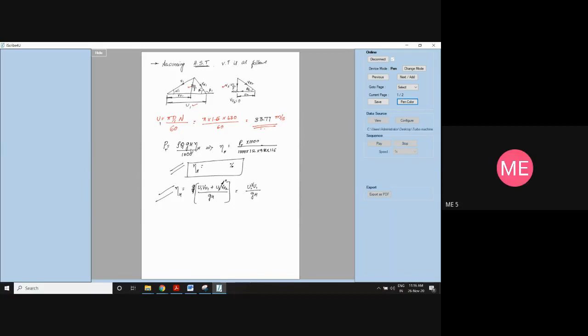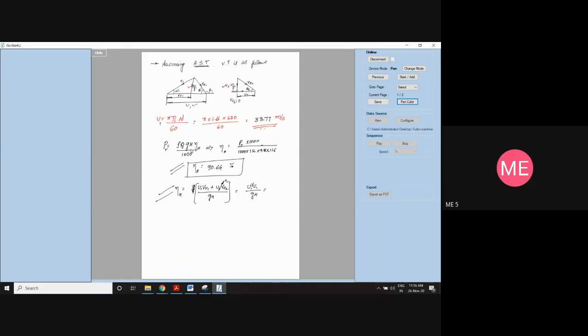90.64%. 90? 90.64. Okay. In this method also, you will get probably near to that. No issue. If you want, you can check out. I am explaining both the methods. You can use any method to find out the hydraulic efficiency, either that or this.